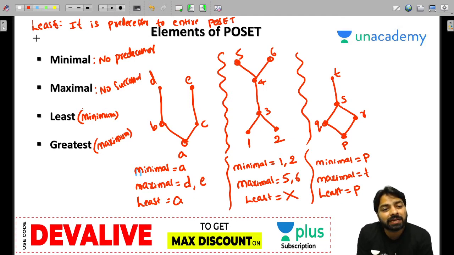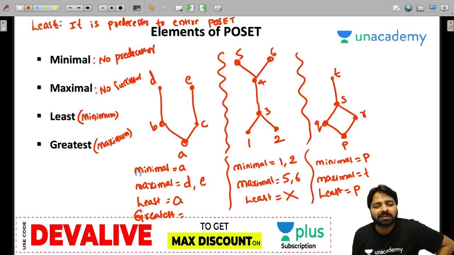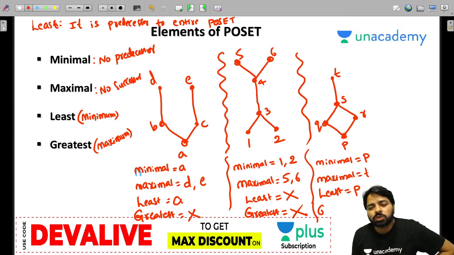Greatest means it is a successor. Do you have any greatest? Also called maximum. You can use the word maximum also. Do you have any greatest? No greatest. D and E, you don't have any relation between them. You can't say anybody is greatest here. And here, any greatest? 5 and 6, they don't have any relation. You can't say anybody is the greatest here. And the last one, the greatest element is T.